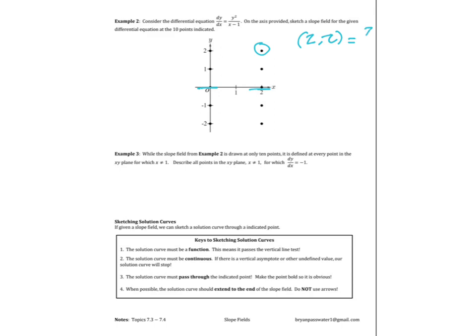If we go 2 squared over 2 minus 1, that's going to be 4 divided by 1, which is +4. That's going to be pretty steepish. Right? Pretty steepish. I'm going to slant mine up quite a bit.